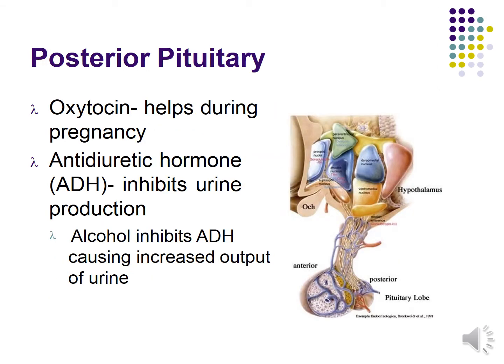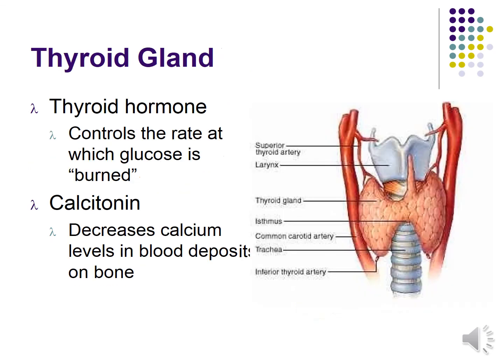Posterior pituitary: oxytocin helps during pregnancy, and the antidiuretic hormone, or ADH, inhibits urine production. Alcohol inhibits ADH, causing increased output of urine.